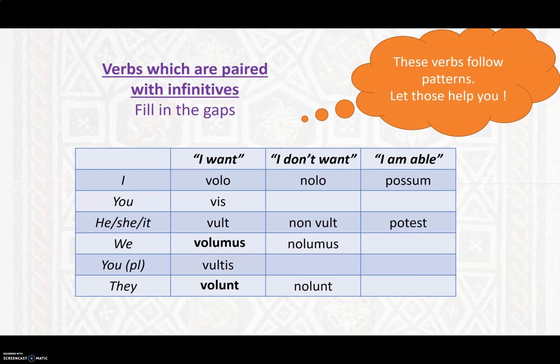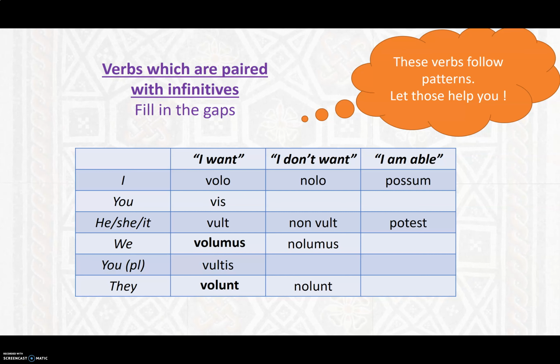Well, this one's a bit of a weird verb because sometimes it's just the verb volo with a non in front of it. So look at the he, she, it form. Instead of vult, we've just got non vult. Okay, but with some of the others, that doesn't happen. Those two words almost get squished together. So instead of non volo, we have nolo. It's like a mashup of the two. Instead of non volumus, we have nolumus. Instead of non volunt, we have nolunt.